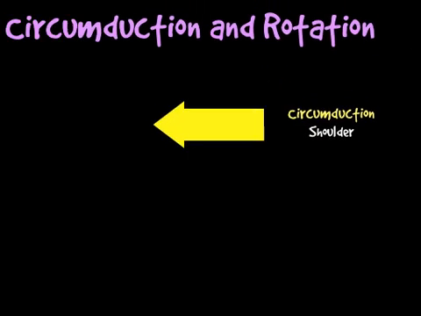Circumduction and rotation are often confused, so be careful with this one. Circumduction is, again, the best way to remember this is to make a circle motion around a joint. And this only occurs in the shoulder.